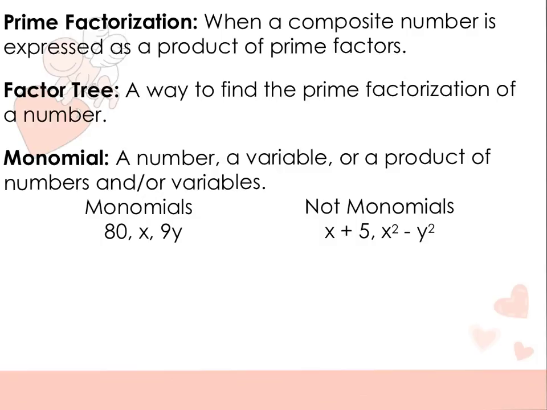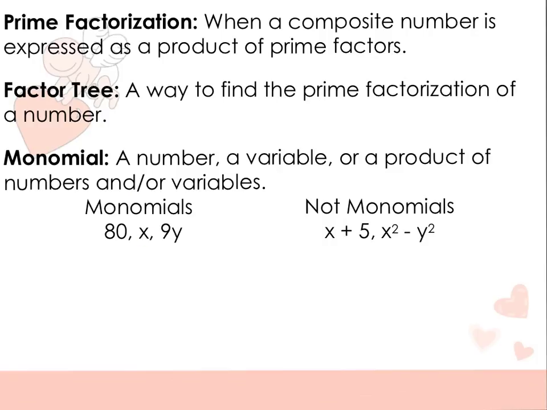The one thing that's new this year is we're going to be studying monomials and doing the prime factorization for monomials. We're going to do more work with monomials tomorrow. But a monomial is a number, a variable, or a product of numbers and/or variables. If we take a look at the examples down here, these are examples of monomials. 80 is just a number. So you have actually been working with monomials ever since you learned how to count. Those are considered to be monomials.